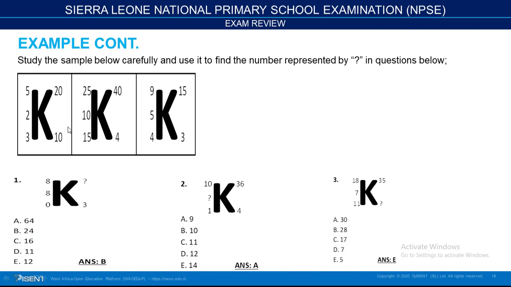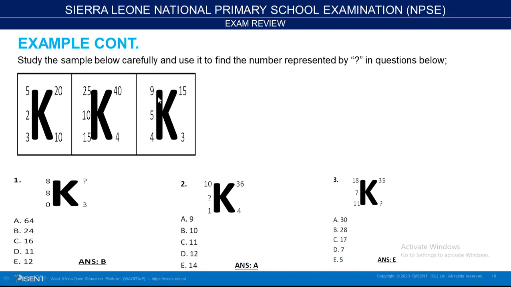Again, 10 times 2 gives 20. So here again, 4 times 10 gives 40. So that relationship works for these two. If it doesn't work here, meaning I should change it. Now, 9 minus 5 gives 4.